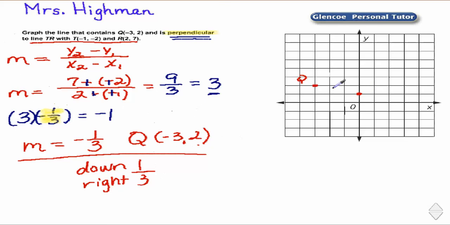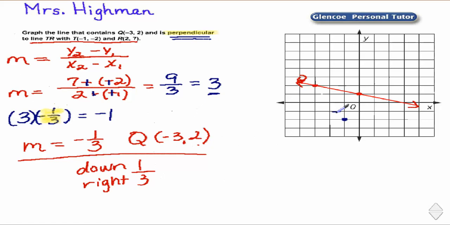Now we're going to connect those two and make our line. And since we do have a line, we should put arrows at the end. Okay, now we're going to plot the line TR. So we have the point T is (-1, -2). So that means we go 1 to the left and 2 down.